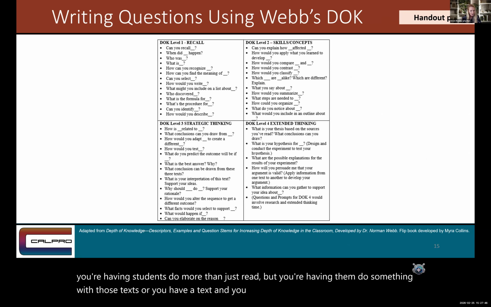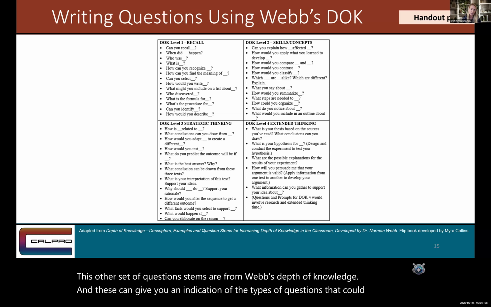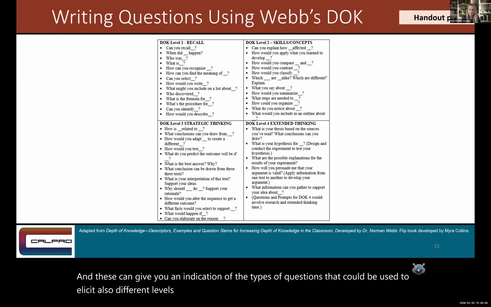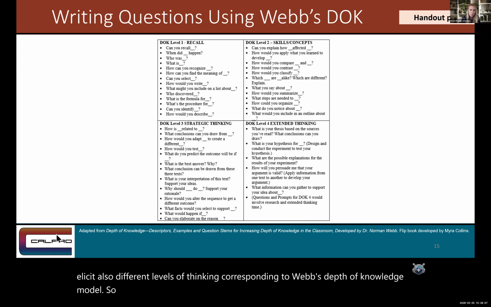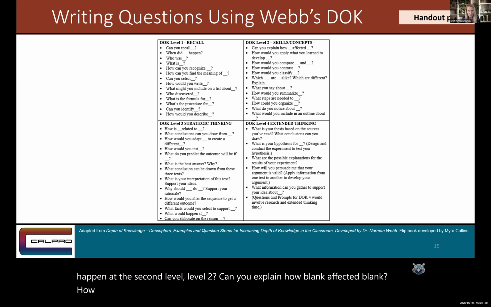Okay. This other set of question stems are from Webb's depth of knowledge, and these can give you an indication of the types of questions that could be used to elicit different levels of thinking corresponding to Webb's depth of knowledge model. So, for example, at the lowest level: can you recall when did something happen? At level 2: can you explain how blank affected blank? How would you compare, contrast, classify?